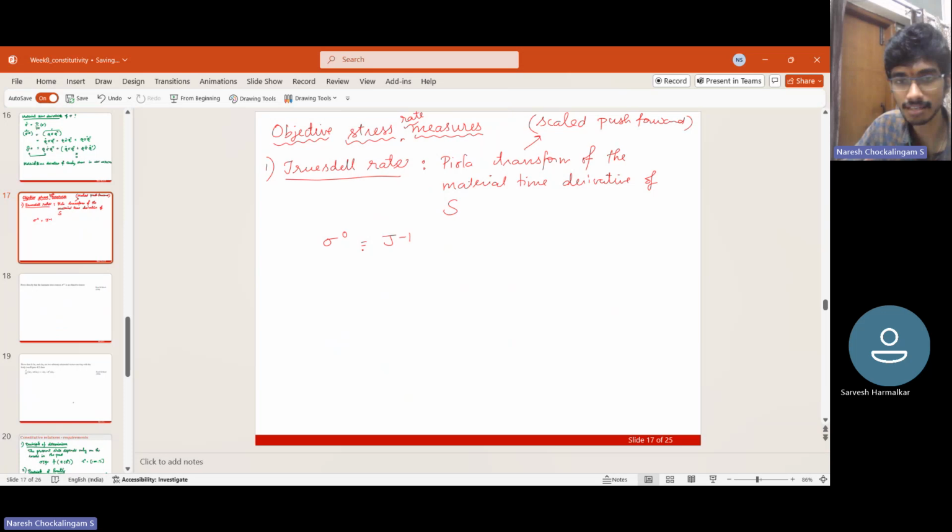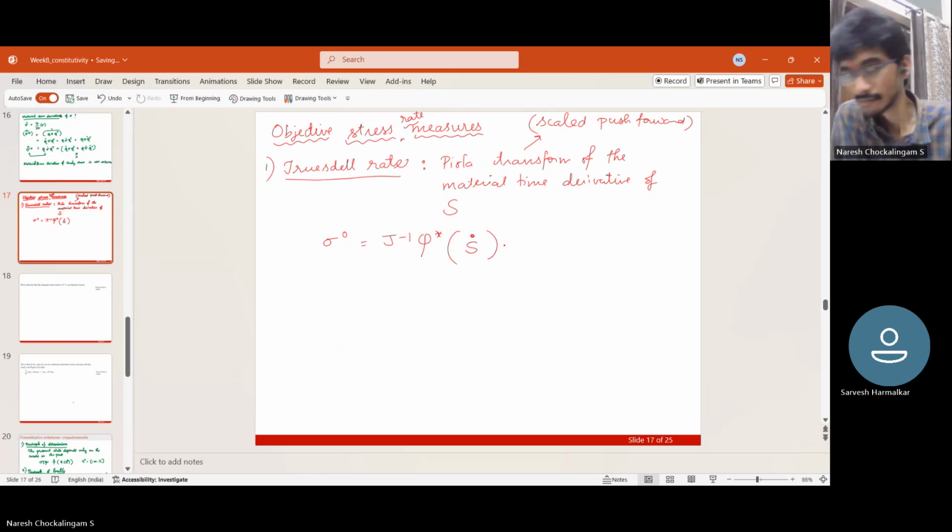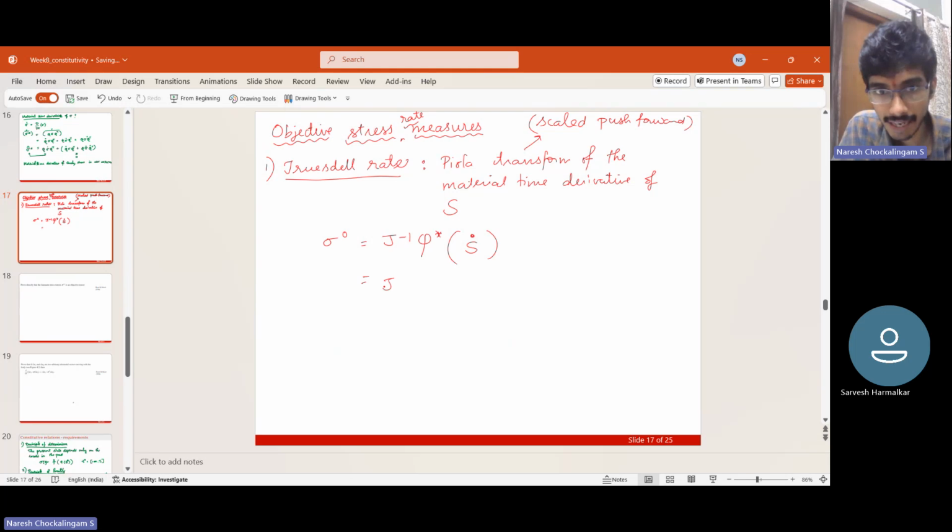So it's like the Kirchhoff stress tensor. The Kirchhoff stress tensor is the scaled version of the Cauchy stress, right? So similarly, the Piola transform is nothing but a scaled push forward. So you have J inverse, which is a scaling factor, with a push forward operation on the material time derivative of S. So it is S dot. So this is basically J inverse.